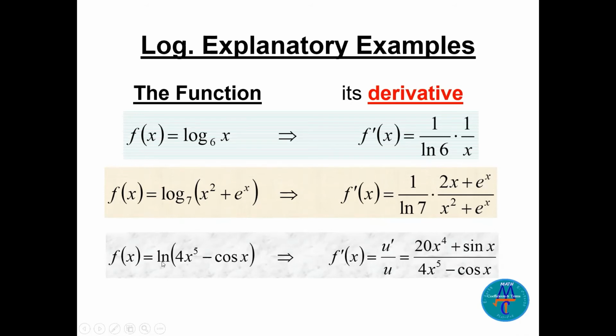Now the last one, we have ln of this. The base here is e. So that's why we don't write here 1 over ln of e, because it is 1. So directly we go here in number 3, u prime over u. U, we write it the same, 4x to the power 5 minus cosine of x. In the numerator, we write the derivative, which will be, bring the 5 down here, 20x to the power 4, and the derivative of the cosine of x will be minus sine x, and there is a minus, so it will be plus sine of x.